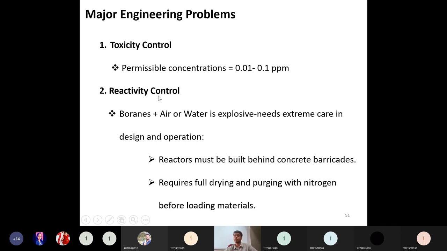The next one is the reactivity problem. Whenever boranes react with air or water, they will cause an extremely explosive reaction. So we need to take proper care whenever we are storing or processing boranes. If they react with air and water, they will explode. So to have proper control of the boranes, we need to put the reactor under proper concrete barricades. A separate building needs to be there with proper concrete barricades. Also, whenever you are charging reactants to the reactor, we need to completely purge the reactor with an inert gas. That is, this requires full drying and purging with nitrogen before loading materials. So these two are the major engineering problems in the manufacturing of boranes.